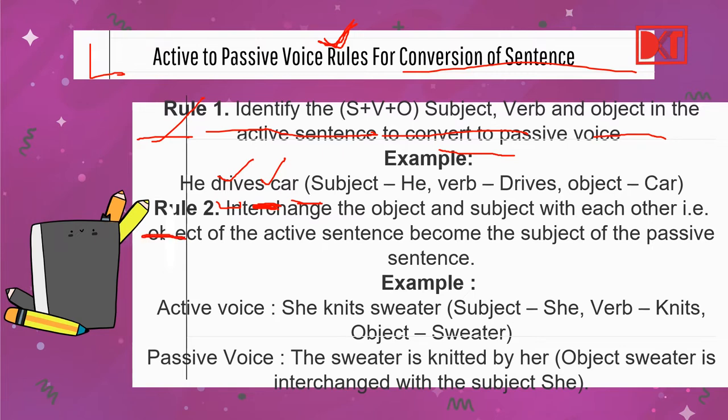Second step, rule two. Interchange the object and subject with each other. क्या होता है कि object of the active sentence becomes the subject of the passive sentence. कि जो पहले सेंटेंस में सब्जेक्ट था वो पैसिव वॉइस में जाके ऑब्जेक्ट बन जाता है, और जो पहले सेंटेंस में ऑब्जेक्ट था वो सब्जेक्ट बन जाता है. Let me tell you this way.